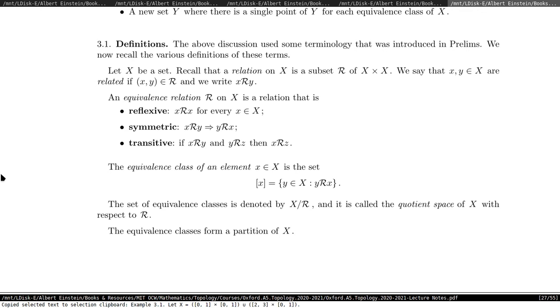Reflexive means X R X, that is, X is related to itself. Symmetric says that you can change the order of things, so X R Y implies Y R X. And transitive is basically like the associative condition: X R Y with Y R Z says X R Z.